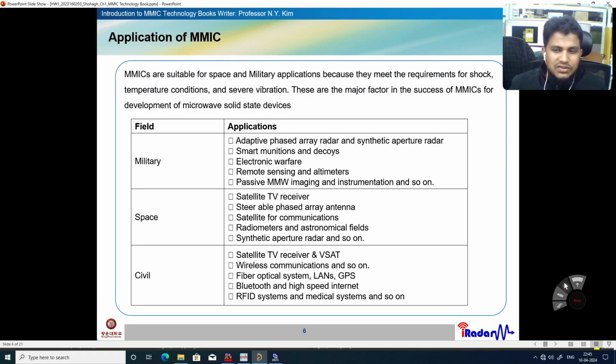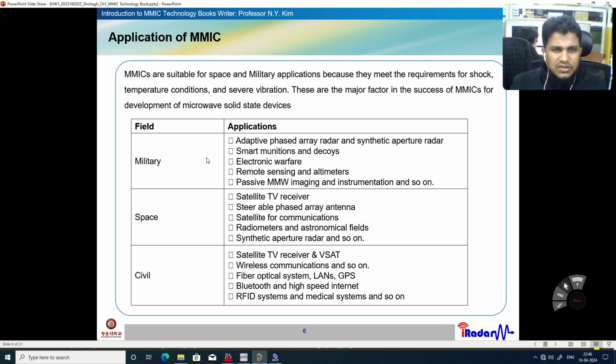So some applications of MMIC technologies I mentioned here. It has lots of applications in communications, homeland security, scanners, imaging and sensors. Among them, military, space and civil are included in this PPT. These are the major fields using MMIC technology. MMIC technology is suitable for space and military communications, and meets the requirements of shocks and temperature conditions.